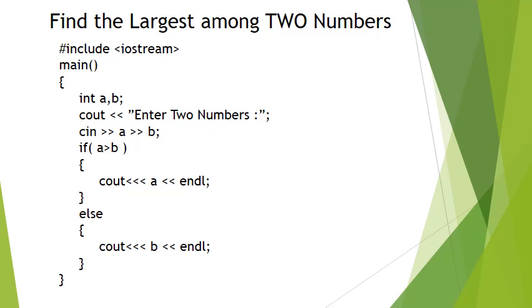Suppose the value of a is greater than b, then what will happen? The if block will be executed. That is, it will print the value of a. And the else block is skipped. Suppose the value of a is less than b, then what will happen? The if block is skipped and the else block is executed. That is, it will print the value of b. Okay.